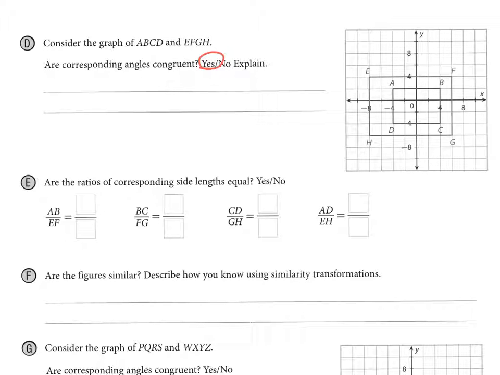So A to B, notice that I'm counting by 2s here. A to B is going to be 8 units long, while E to F, 2, 4, 6, 8, 10, 12, 14, is going to be 14 units long. And if I simplify that ratio, that's going to give me 4 to 7. All right, I would like for you to pause the video and see if you can fill out the other ratios here.